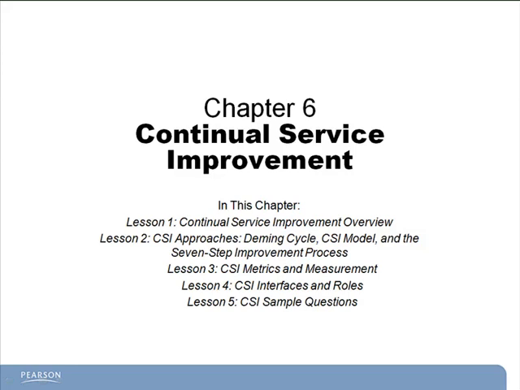Chapter 6 is our chapter dedicated to the continual service improvement phase of the service lifecycle. This relatively short chapter contains 5 lessons. In Lesson 1, we'll get an overview of the CSI book, including its goals and objectives. Lesson 2 describes the 3 approaches to measuring and improving services and processes: the Deming cycle, the CSI model, and the 7-step improvement process. Lesson 3 discusses measurements and metrics, and Lesson 4 describes the lifecycle interfaces and roles of CSI. And as always, we'll end our chapter with some sample questions based on this lifecycle phase.